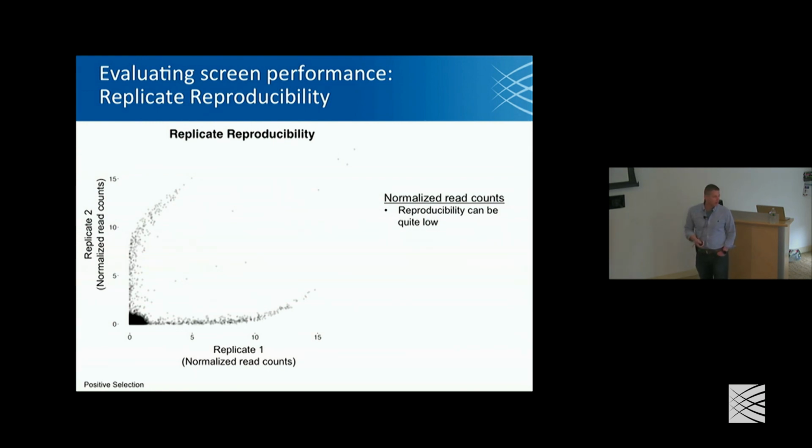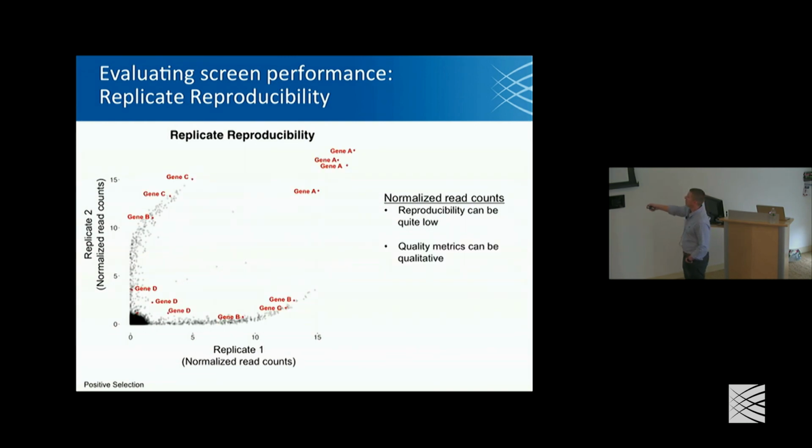It looks pretty crummy if you were considering what the negative selection screens look like. So we typically see this. We're looking at just normalized read counts here. So most of the things fell out, so everything's kind of hanging out at 0 and 0. And you see there's some guides that make it through in replicate 1 only, or replicate 2 only, and then we see this area up here. So this is what we're really, really interested in. These are guides that made it through in both replicates.